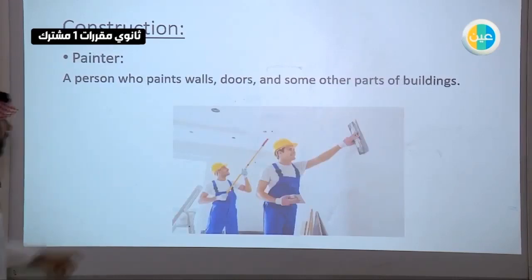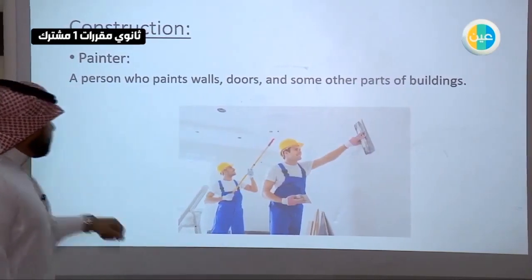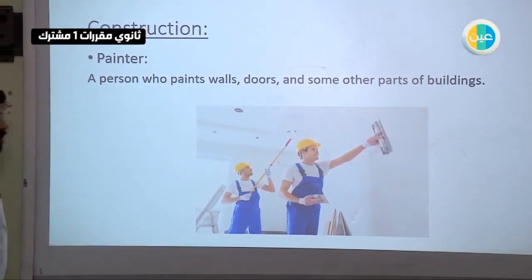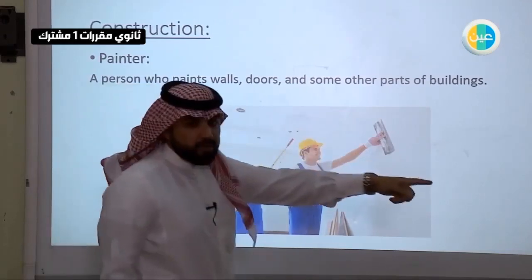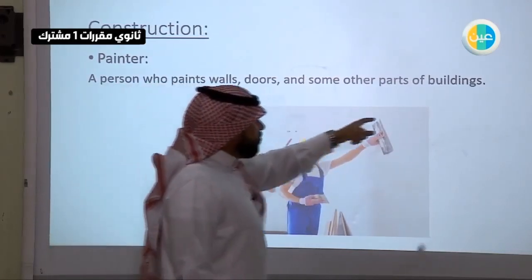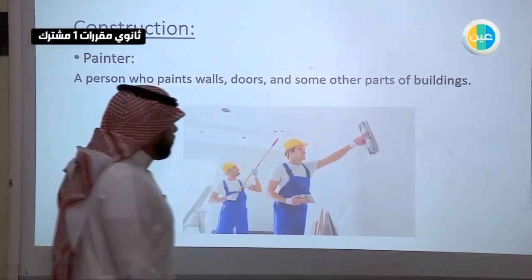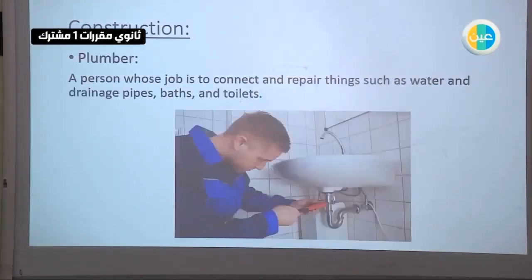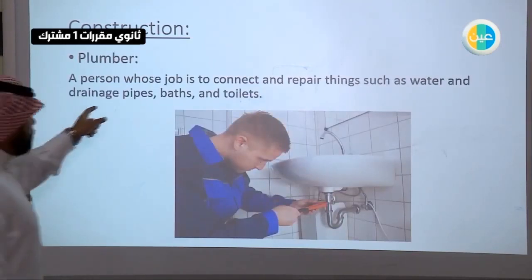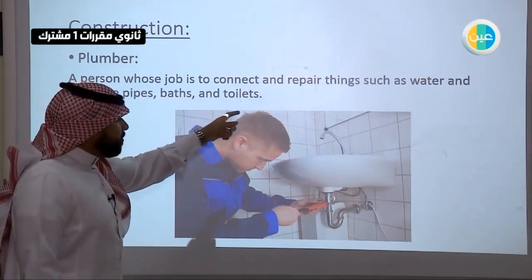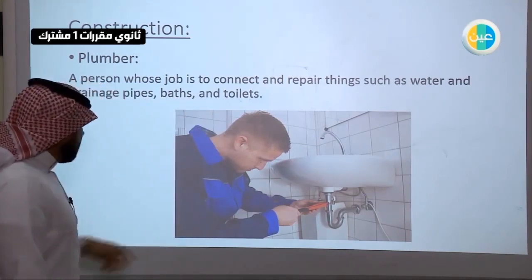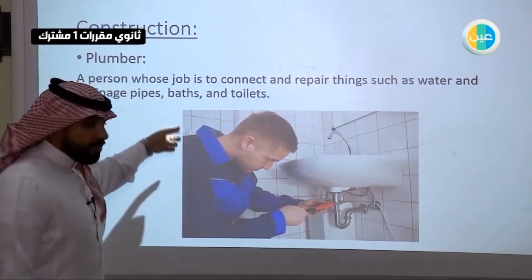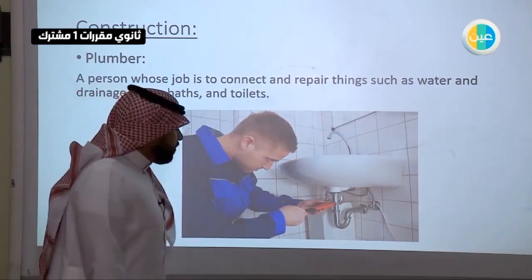Painter. As you can see here in the picture, a person who paints walls like this, doors like this, and some other parts of buildings. Plumber, a person whose job is to connect and repair things such as water pipes, as you can see from the picture. So he's dealing with baths, toilets, and so on.